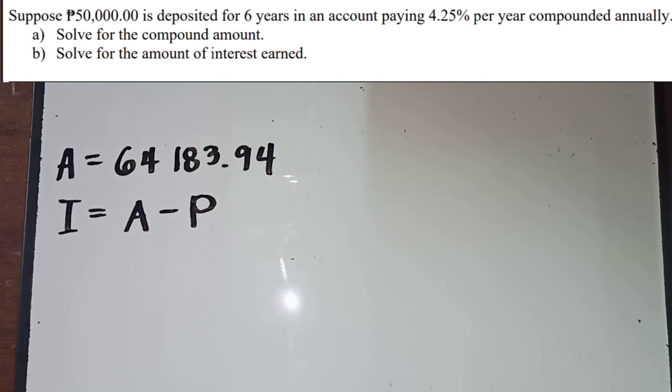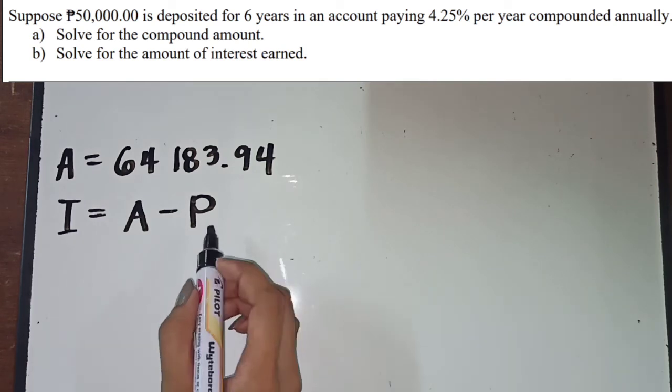Okay, so for letter B, we're going to find the amount of interest earned. So, makukuha natin yung interest using this formula. So, we have I is equal to A minus P. Again, makukuha natin ang interest kapag binawas natin yung principal natin doon sa nakuha nating compound amount kanina. And the value of your A is 64,183.94. Ito yung na-solve natin kanina.